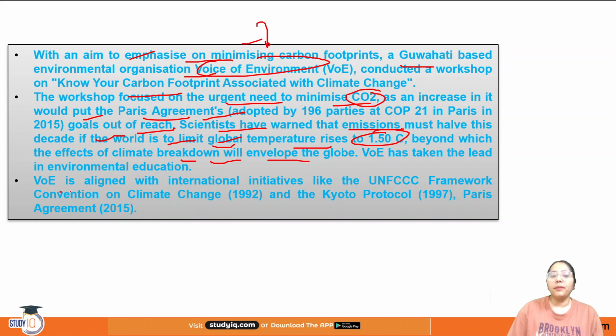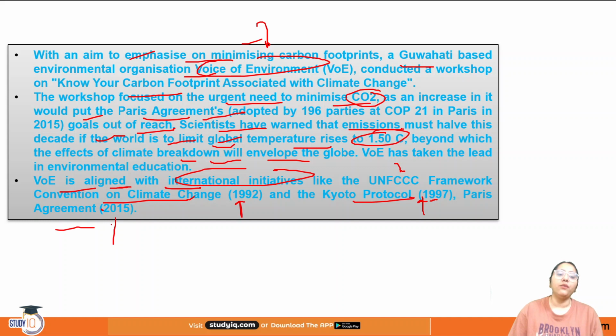So you can remember that Voice of Environment is aligned with different international initiatives like the UNFCCC, the United Nations Framework Convention on Climate Change, which was conducted in 1992, the Kyoto Protocol, which was signed in 1997, or the Paris Agreement, which was signed in 2015. All of these three international initiatives are in terms of reducing greenhouse gas emissions, or ultimately the carbon footprint.